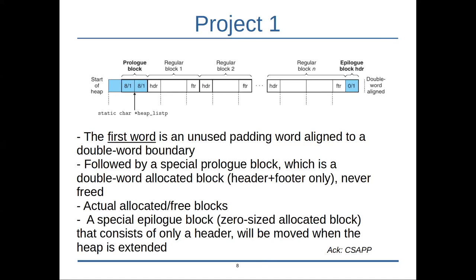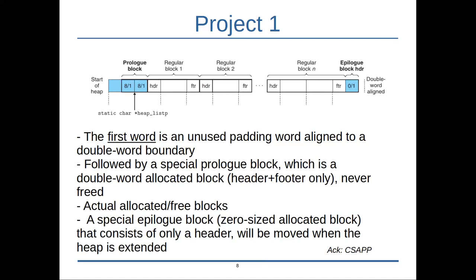So the footer starts at a double word aligned address. You can even see it here on this picture. The footer is still double word aligned. But then you have a header following the footer, right? So again, after the footer, you become misaligned. Then you put the header, and you are again double word aligned. So you only need to insert this unused padding at the front of the heap.